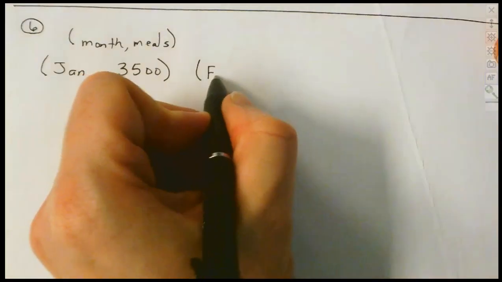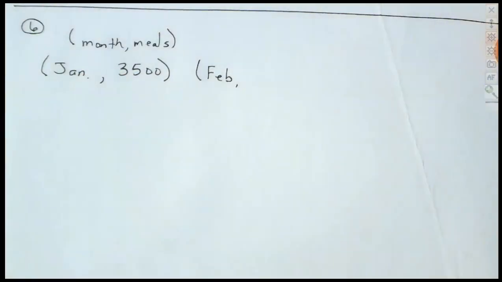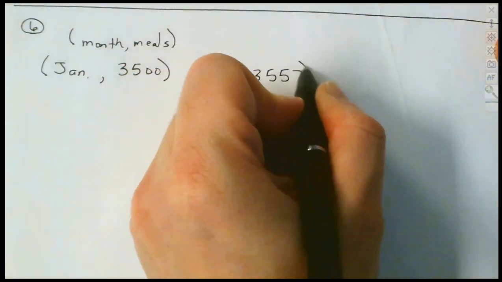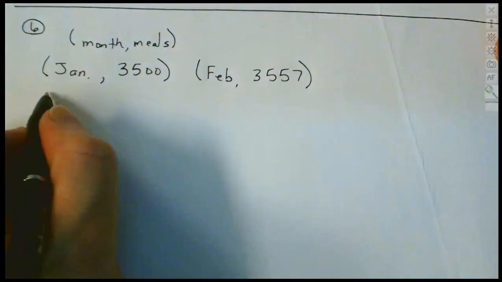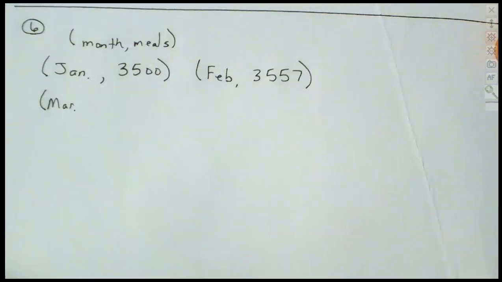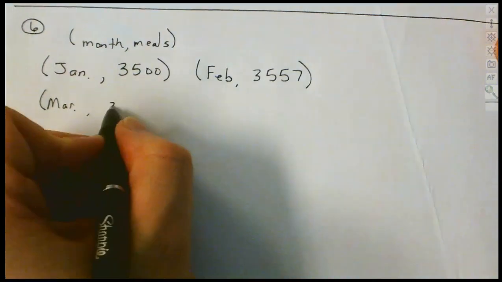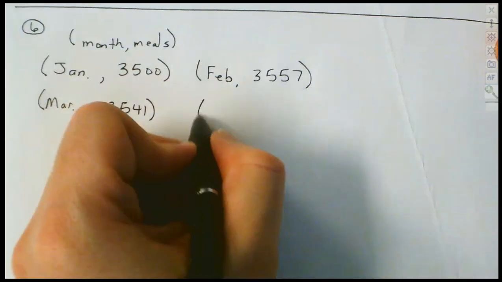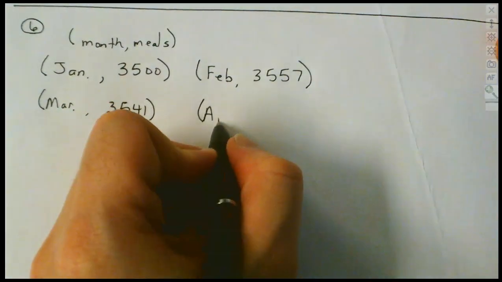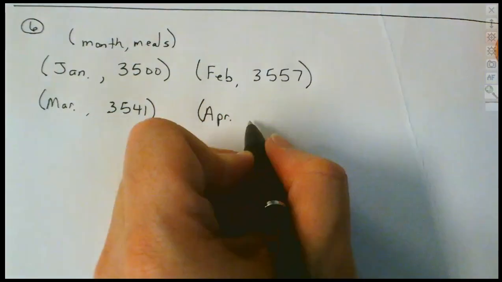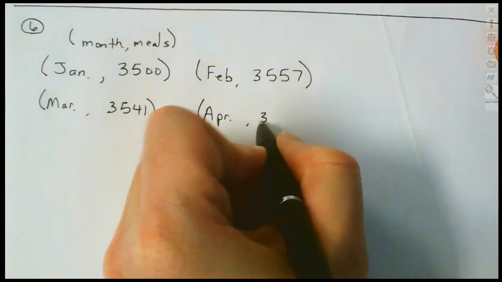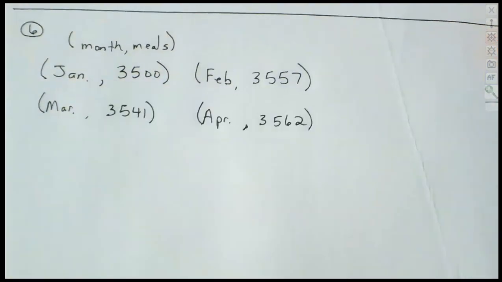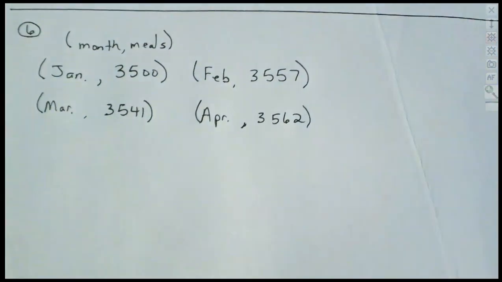And February is next. That's our x value. And we served 3,557 meals. And then we have March. And in March, we served 3,541 meals. And then finally, April. And in April, we served 3,562 meals. So that's all they were wanting you to do, was write them out as ordered pairs.